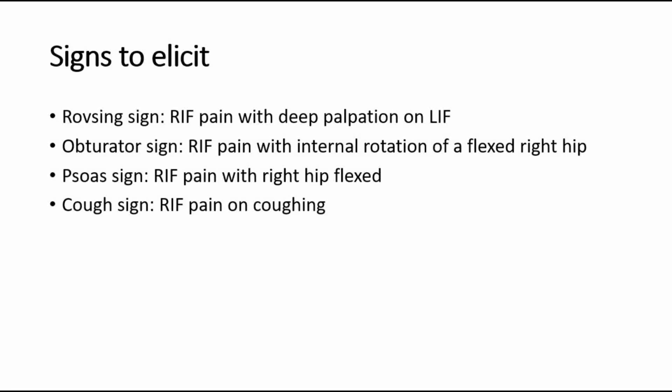The third sign is psoas sign, where there is right iliac fossa pain with flexed right hip. This is because the inflamed appendix is lying on the psoas muscle. So when the right hip is flexed, it will cause pain at that area. And the fourth sign is cough sign, where you ask the patient to cough, and there will be pain at the right iliac fossa.